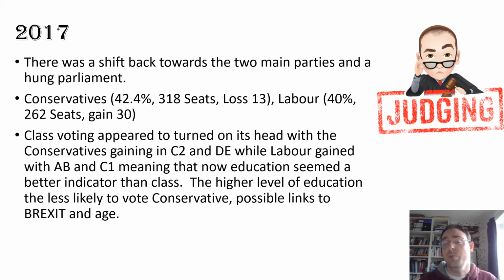Class voting, at this point, seems to have been turned on its head, with the Conservatives gaining in C2 and DE, whilst Labour gained in A, B and C1. And it's at this point that education seems to become a better indicator than class in terms of which way people were going to vote. And again, as I said earlier, higher levels of education, less likely to vote, because it's possibly linked, as people suggested, to issues around Brexit, and particularly to do with the age of people who were voting and the comparative levels of education that people in those different age bands were predominantly able to access.